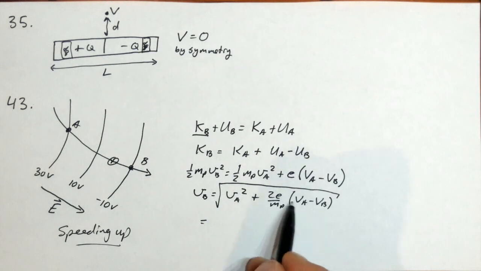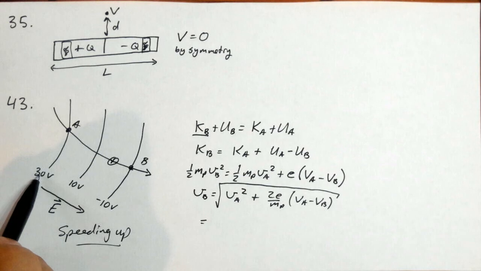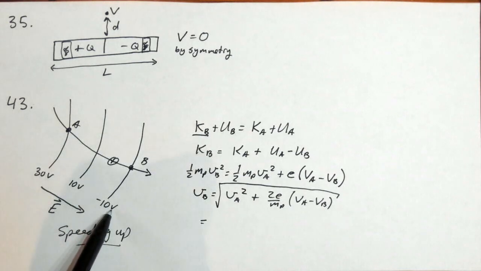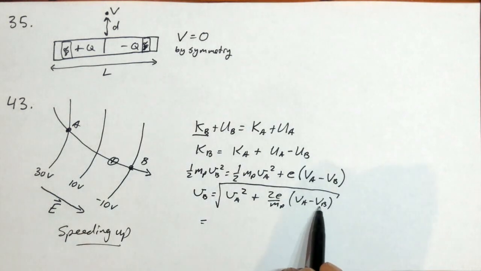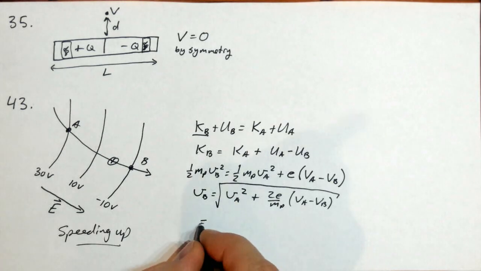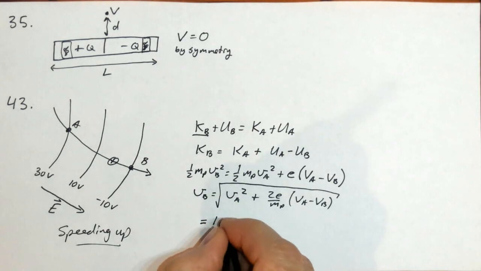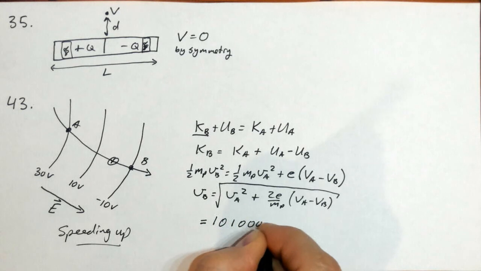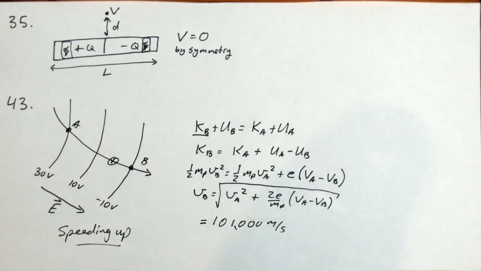And I can read my potentials here. Potential at A is 30 volts. Potential at B is negative 10 volts. So VA minus VB is 30 minus a negative 10, which is 40. And then this is the given value of 50,000 meters per second. So when you plug that in, I get 101,000 meters per second, which is bigger, as we had deduced from our concepts.